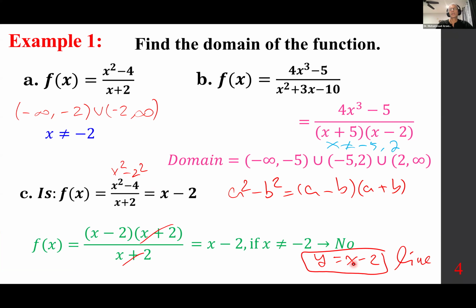So when you plug in negative 2, you get negative 4. So negative 2 comma negative 4 would be the hole. You plug in the number that you're excluding into the line, and that gives you the pair. If you do so, this would be the pair that will be excluded from the line to give us the graph of this function.